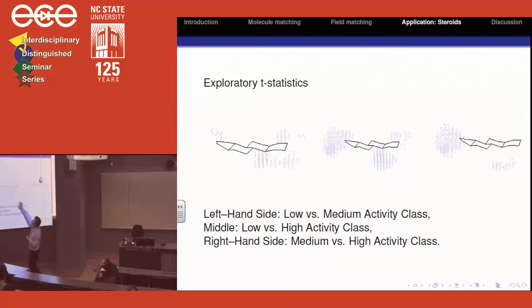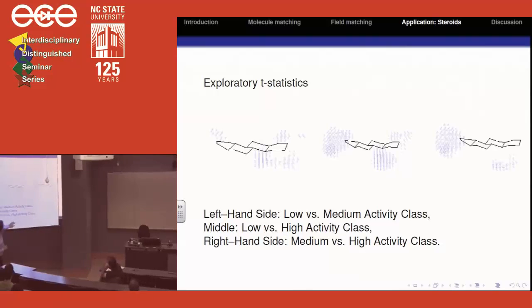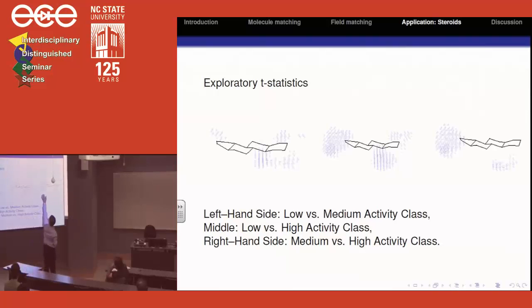So between the high and the low, you've got some differences up one end and up the other end. Between the low and the medium, the differences are more around here, and between the medium and the high, it's more up that end. So you're getting an idea of where they differ in the different groups, just using simple t statistics.